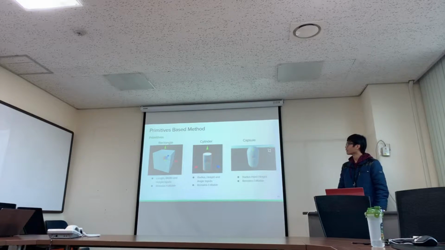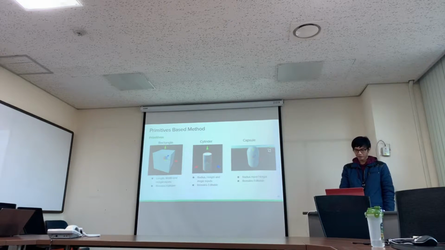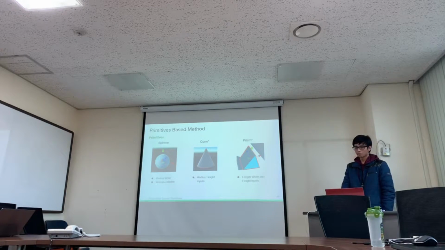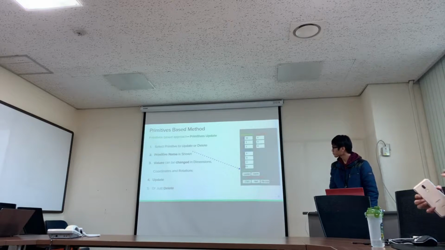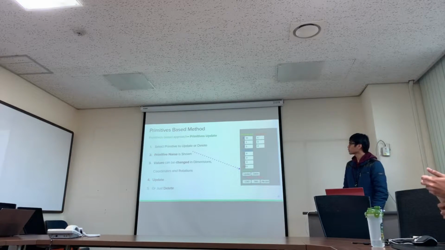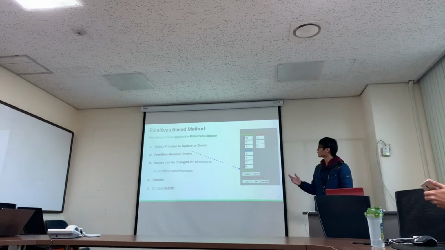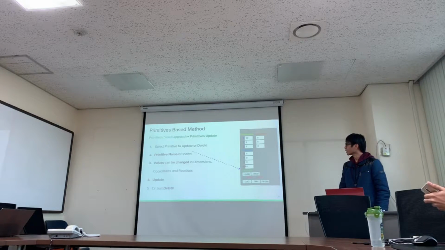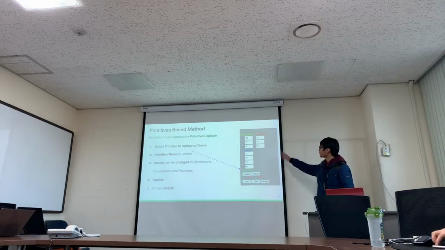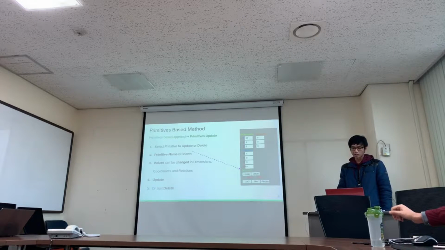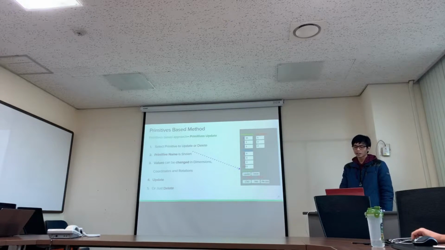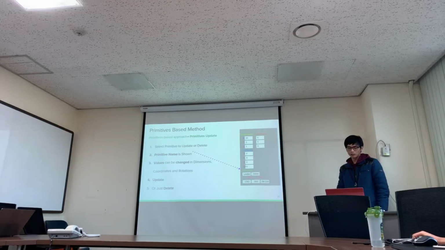Here are the predefined solids, predefined primitives that we have. And these are the ProBuilder primitives. So the steps to use this is that we first select a primitive to update or delete. Then the primitive name will be shown, and the values can then be changed with the dimensions and coordinates and the rotations. Then we just click update or delete to create or remove the solids.